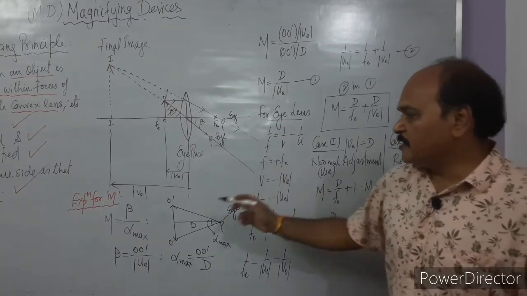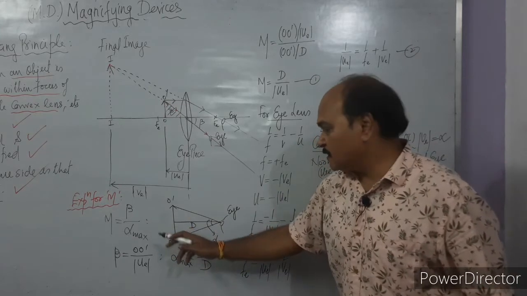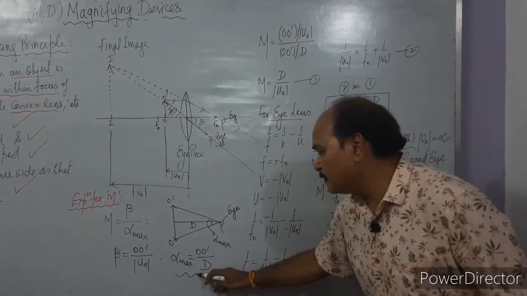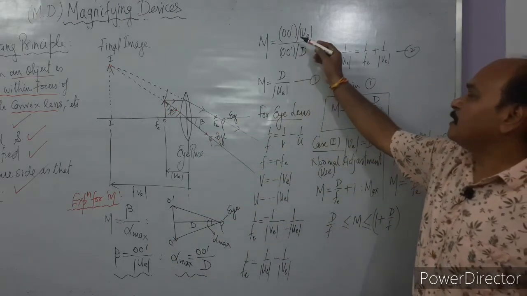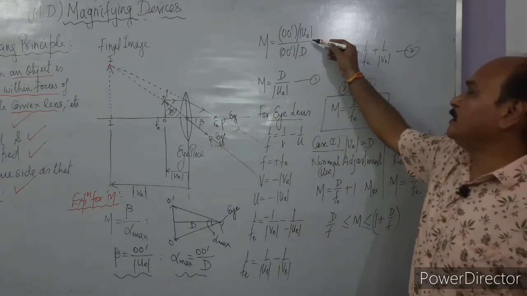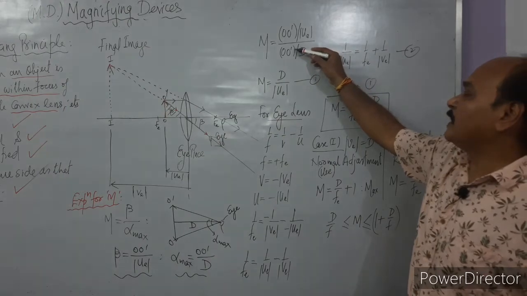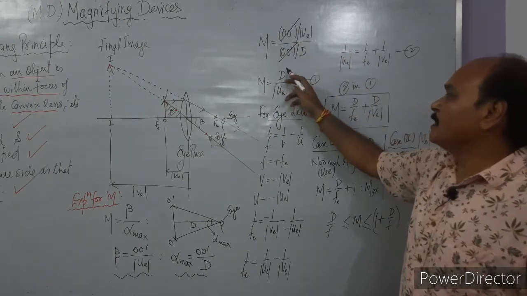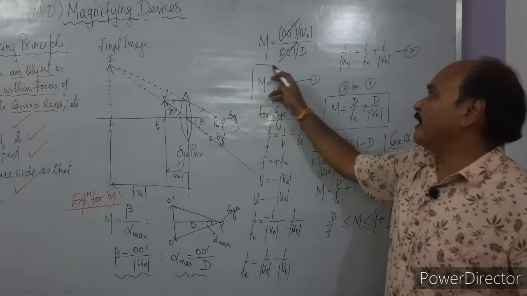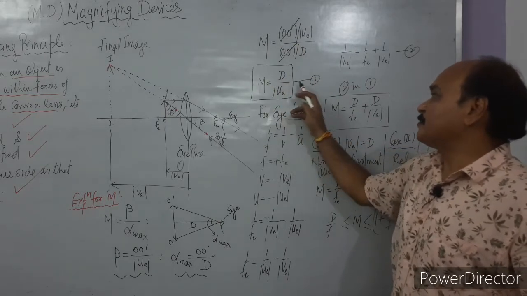M is beta upon alpha maximum. So let us divide beta by alpha maximum. And what do we get? We get M as OO dash upon UE upon OO dash upon D. This OO dash cancels out. And what do we get? D upon UE. This is the value of M. Say this is expression number 1.